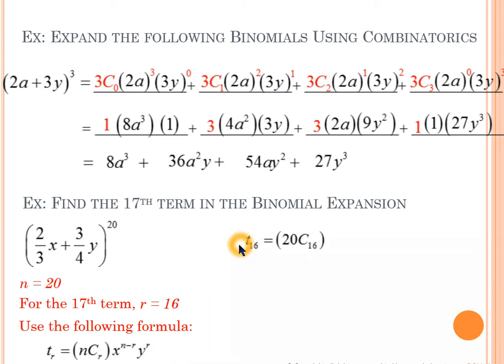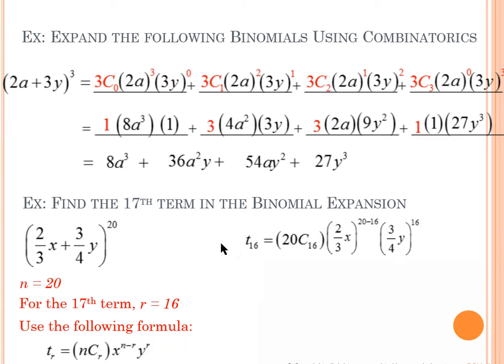So T_16, because this is T_r and r will be 16. This will be 20 choose 16, n choose r, times x to the power of n minus r. In this situation, the x is simply everything that's touching the x, so (2/3 x) to the power of 20 minus 16, which is 4. And for my y term, I have (3/4 y), all to the power of 16. Once again, the 16 is simply the r value.